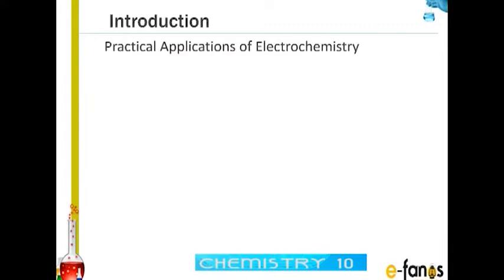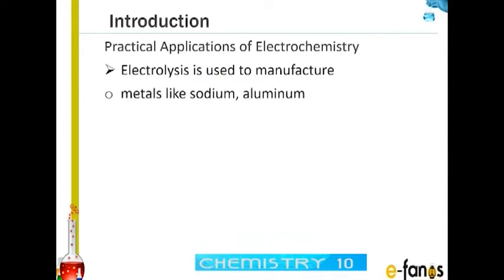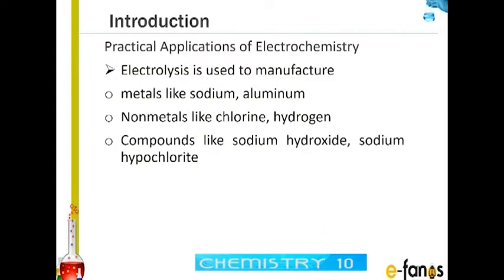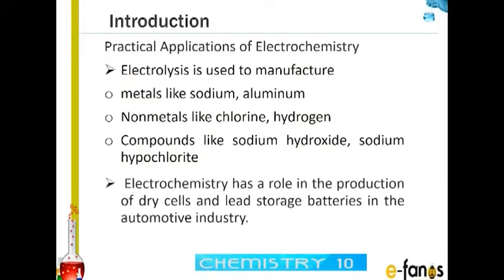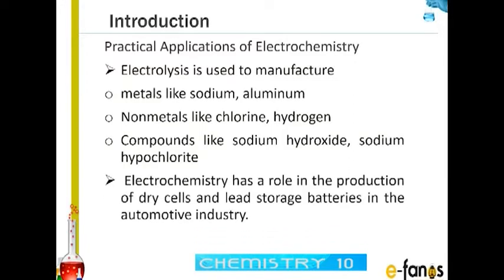As we said before, electrochemistry is used in a number of industries. Electrolysis is used in the manufacturing of metals like sodium and aluminum, nonmetals like chlorine and hydrogen, and compounds like sodium hydroxide and sodium hypochlorite. We also use electrochemistry in the production of dry cell batteries and lead storage batteries in the automotive industry.